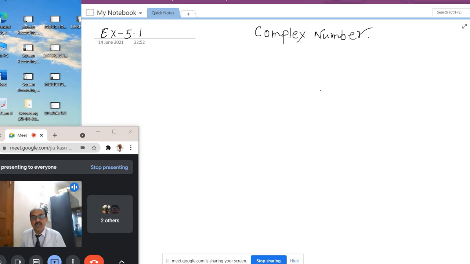So what is a real number? A real number means that type of number whose square is always positive. Okay, that means for any real number, the square is positive. See some examples.